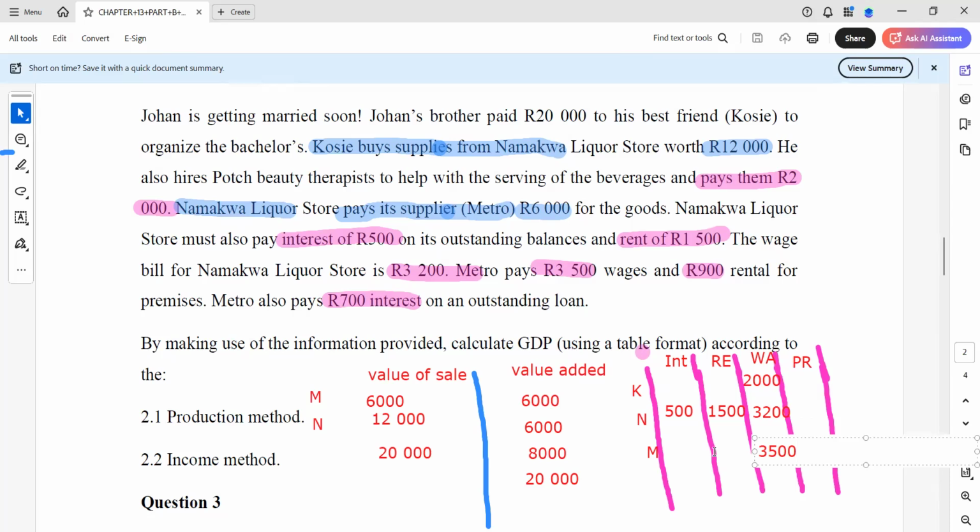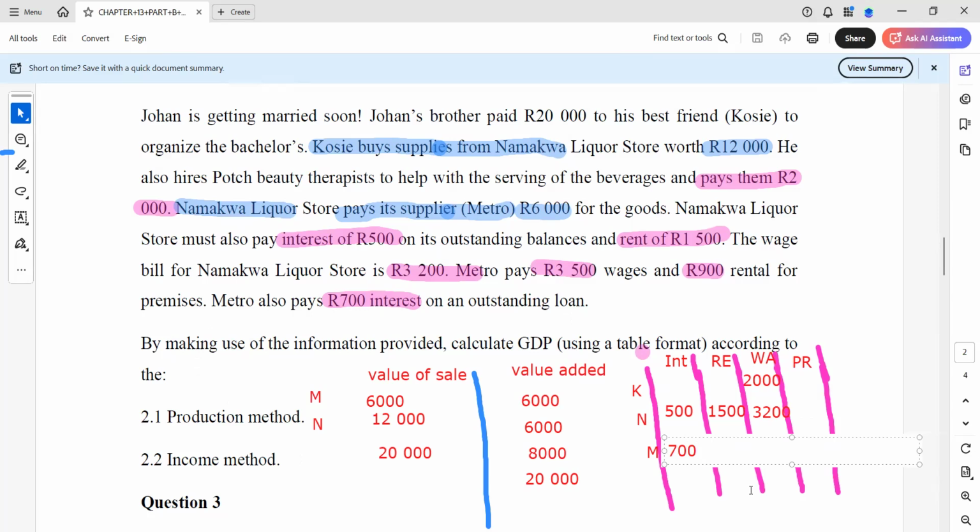So the rent is what? 900. And then for rental for the premises, Metro also pays 700 interest on the outstanding loan. Then the interest is what? 700.